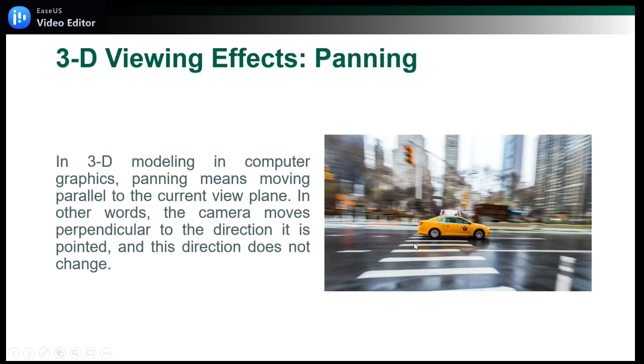The next type of effect I'm going to talk about is panning. In 3D modeling and computer graphics, panning basically means moving parallel to the current view plane. In other words, the camera moves perpendicular to the direction it's pointed, and this direction does not change with time. In this picture, we can see an example of panning. The camera tries to capture the taxi the entire time, so this gives us a panning effect.